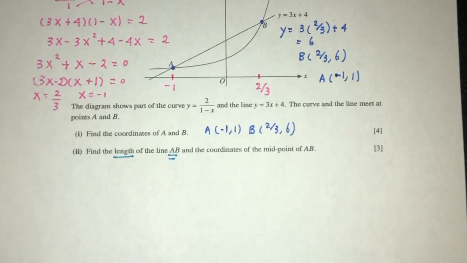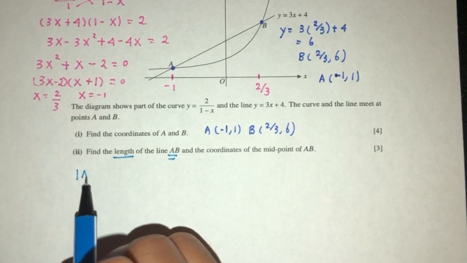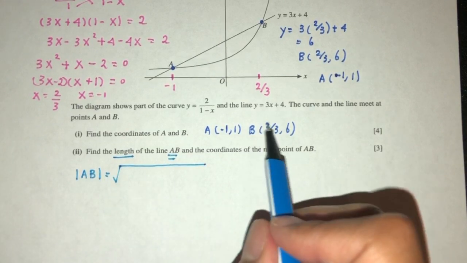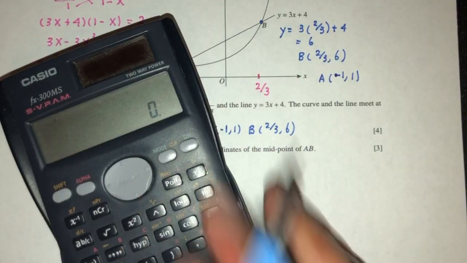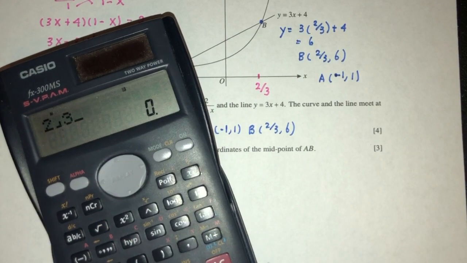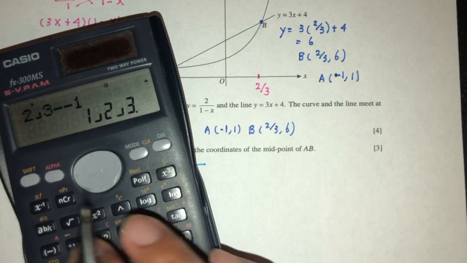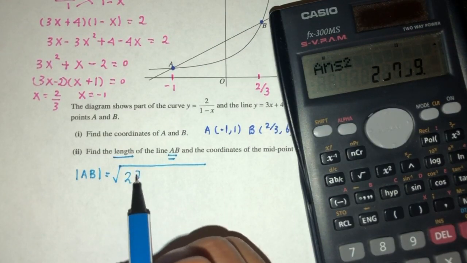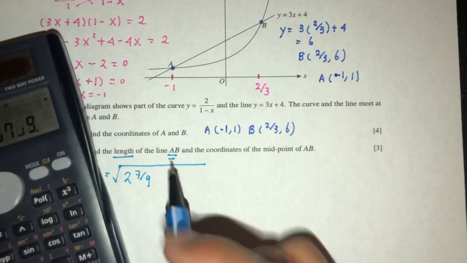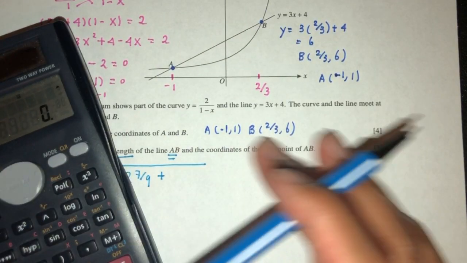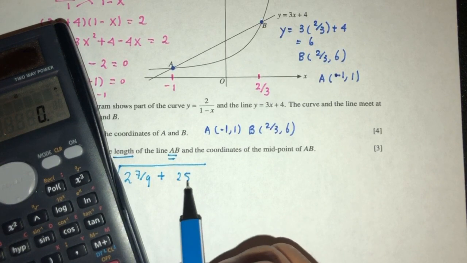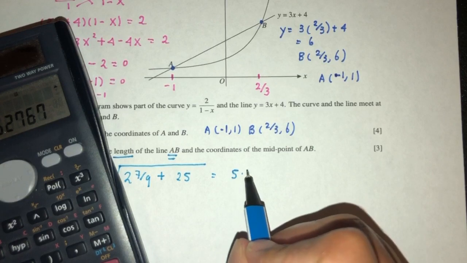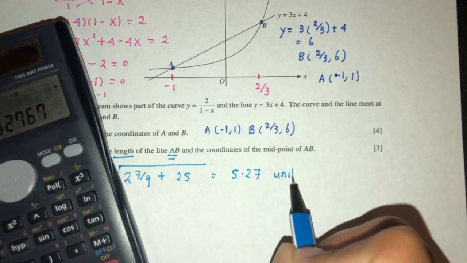So pretty easy. To find the length of the line AB, we just use the formula, which is this minus this. So 2/3 minus minus 1, right? Square the answer. That should be 2 7/9. Now we have to add 6 minus this, which will be 5, squared, that should be 25. Answer plus 25, root of that should be 5.27 units.